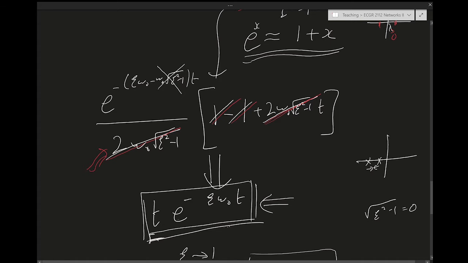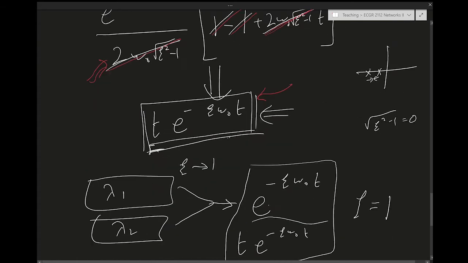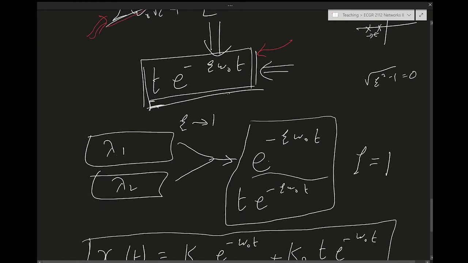this solution, t times e to the minus zeta omega naught t. This is the additional solution that I'm looking for. So as the two roots of the characteristic equation become equal, they merge into a single solution, right? And I lose the second solution, I only have one solution now, but from examining what happens as the two solutions approach each other, I can extract another solution that substitutes the solution that I lost. Right? So lambda 1 and lambda 2, as zeta approaches 1, merge into a single solution.